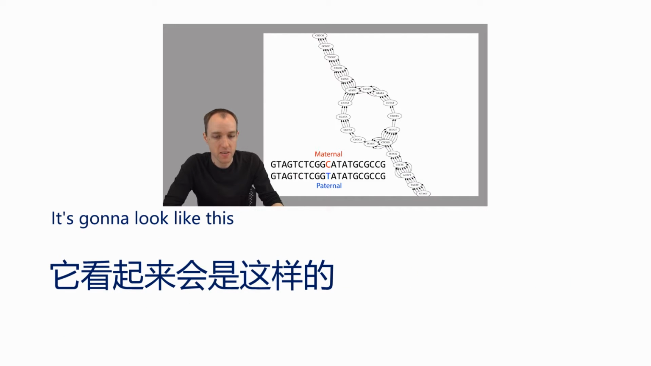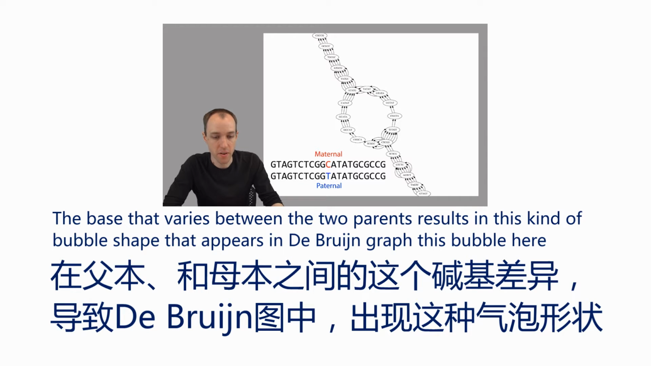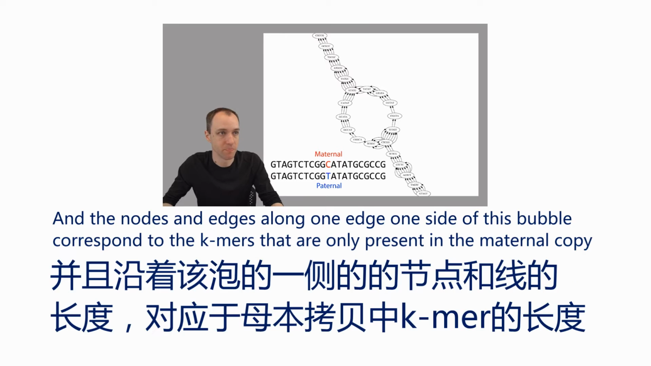It's going to look like this. And the key point here is that the 2 bases present at this position in the middle of this stretch of DNA, the base that varies between the 2 parents, results in this kind of bubble shape that appears in the de Bruijn graph, this bubble here.